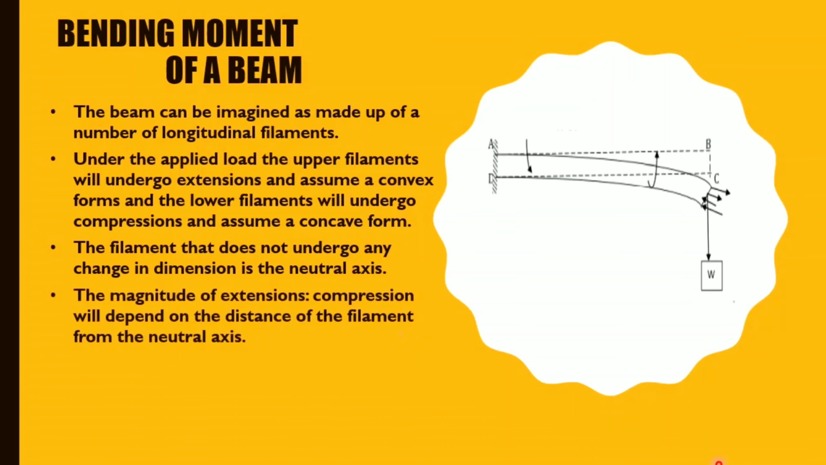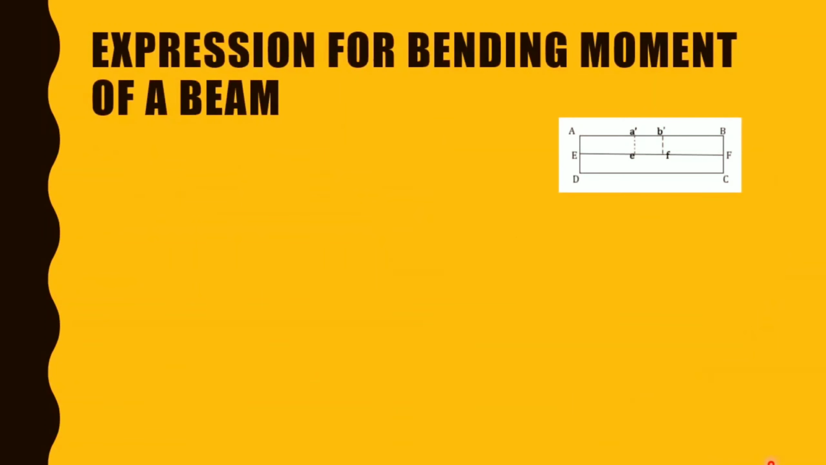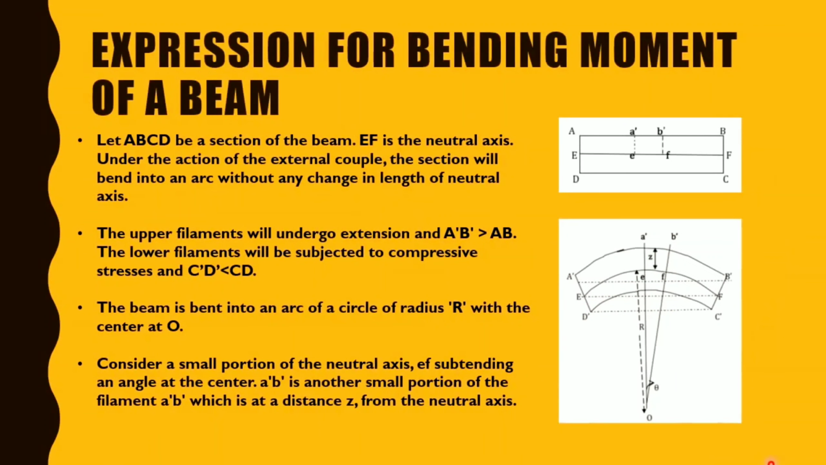Now the magnitude of extension and compression will depend on the distance of the filament from the neutral axis. That means whatever the compression or extension will be depends on the distance of the filament from the neutral axis. The moment of the restoring force is called the bending moment of a beam. As I told, we will go through what the neutral axis is.